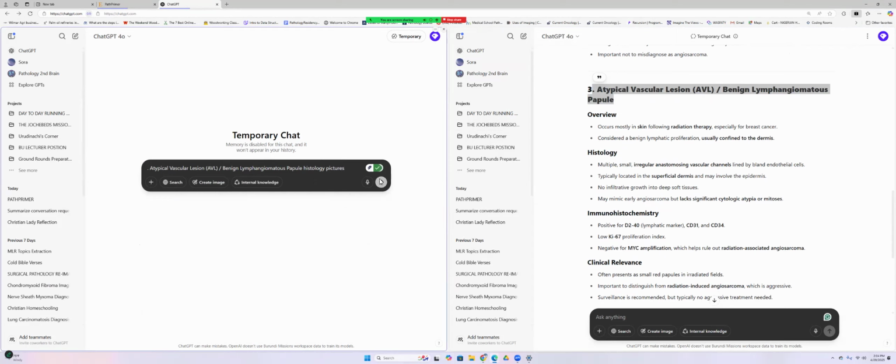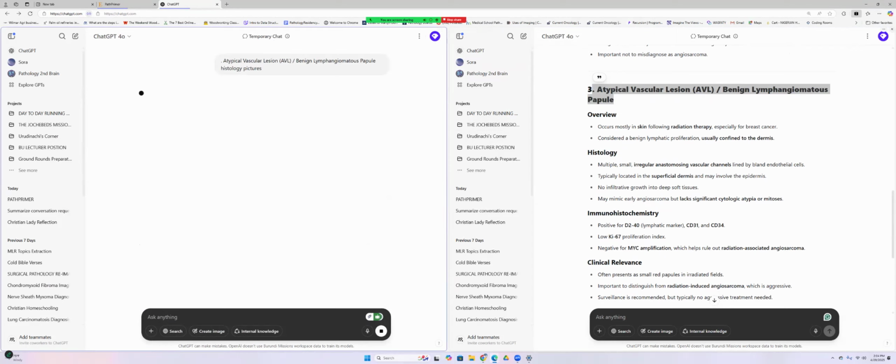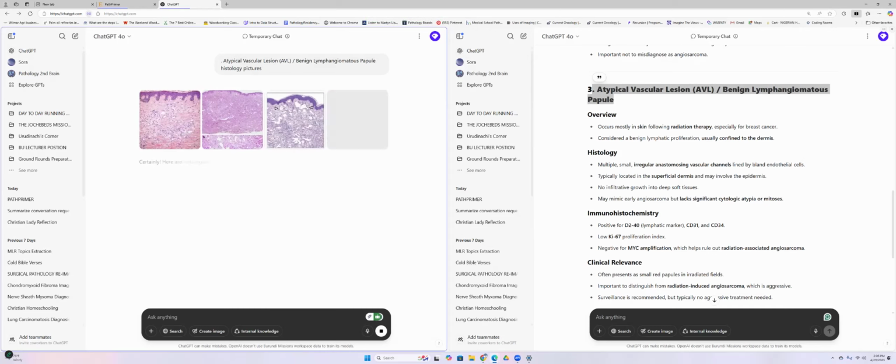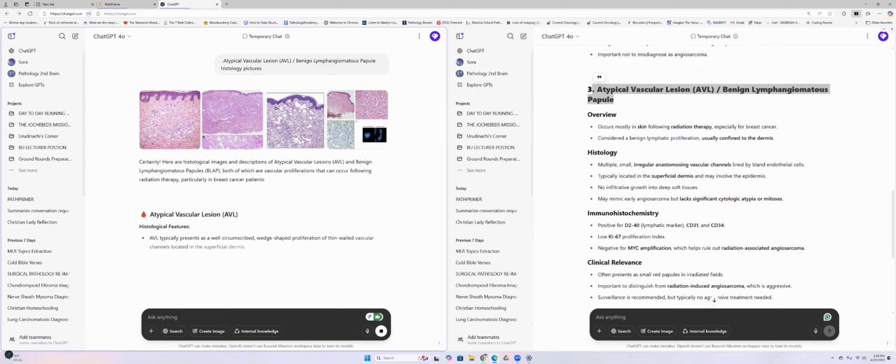What was the first one we looked at? Do you remember the name? Is it not perilobular hemangioma? Yes, it's perilobular hemangioma. The next one is papillary endothelial hyperplasia, or Masson's tumor.